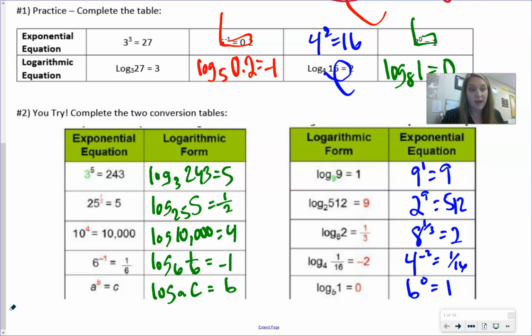So if you don't have a base of 10, which everything else in here is not a base of 10, you can't use your calculator. There is a way to use it. We're just not there yet. Right now, though, you can't use that button unless it's a base of 10.